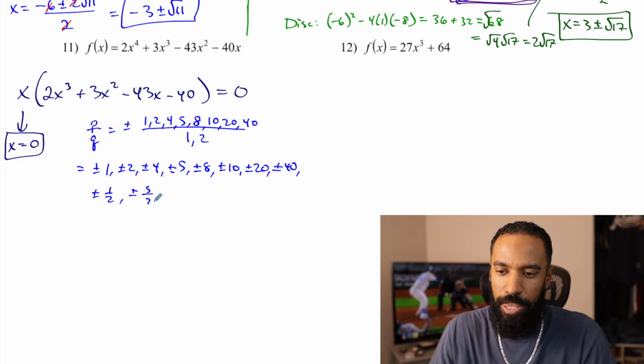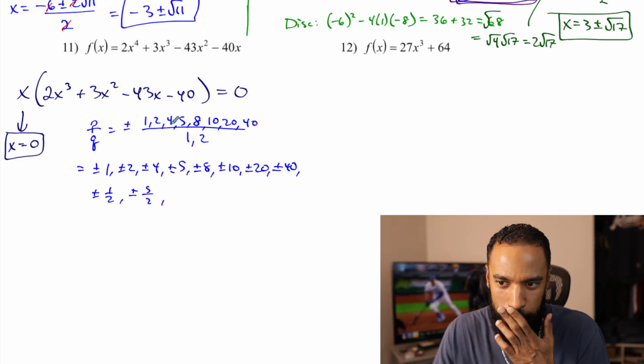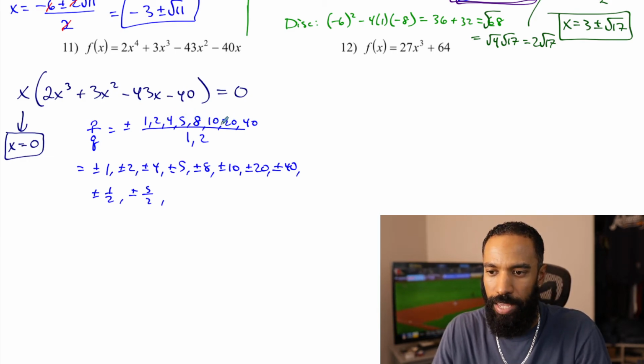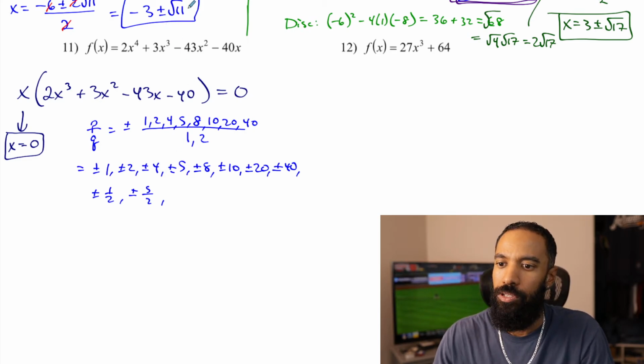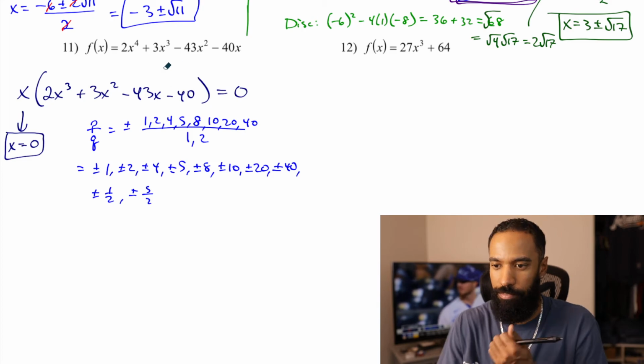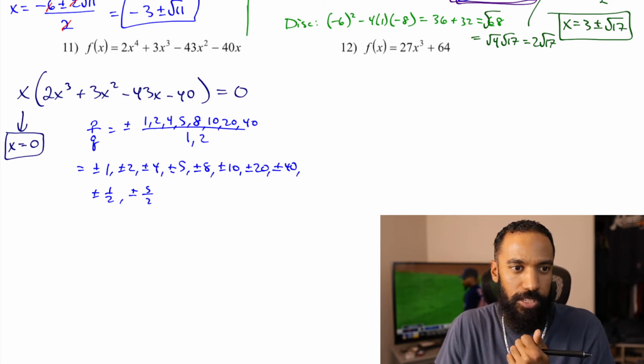5 halves. Basically, I think here I'm just running into the odds. Like, 8 halves is 4, 10 halves is 5, 20 halves is 10, 40 halves. Yeah, so that's it. So those are the only ones right there. That's a significant amount. That's 20 different things to test.